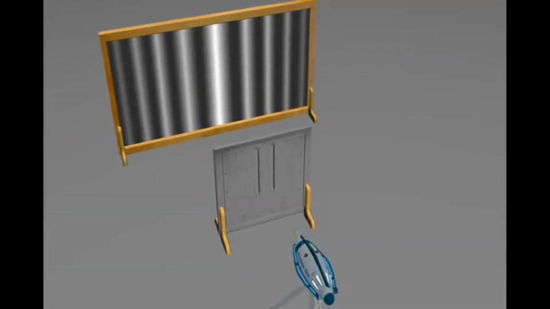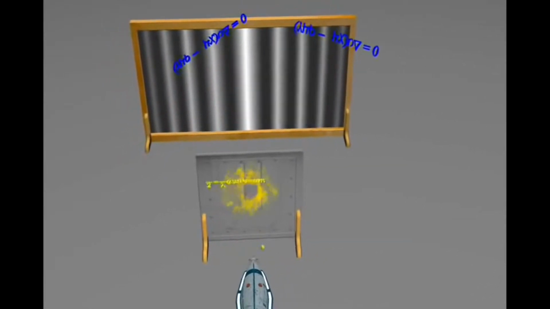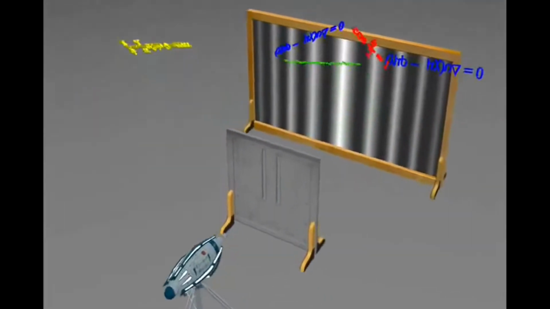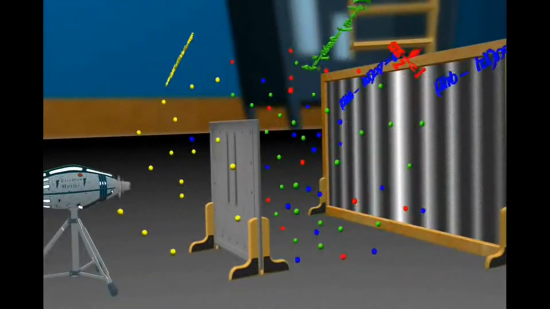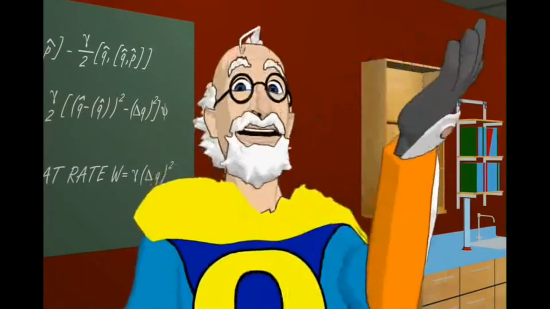But mathematically, it's even stranger. It goes through both slits, and it goes through neither. And it goes through just one, and it goes through just the other. All of these possibilities are in superposition with each other. But physicists were completely baffled by this.